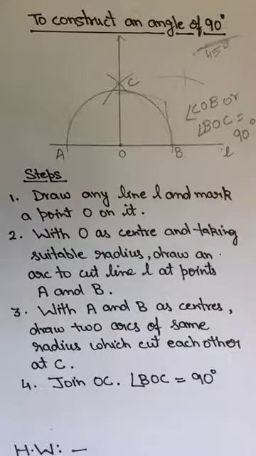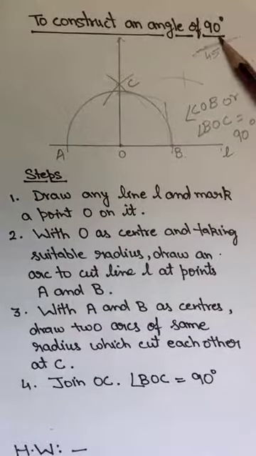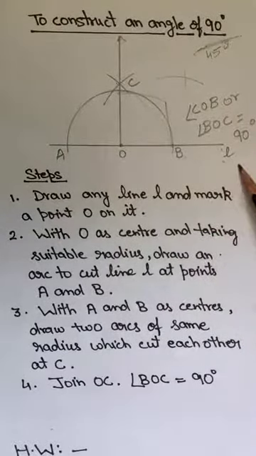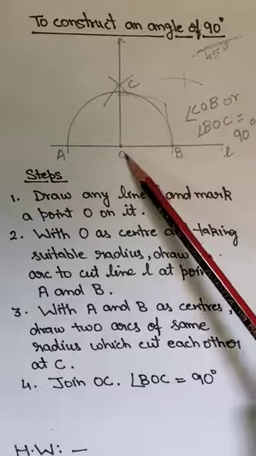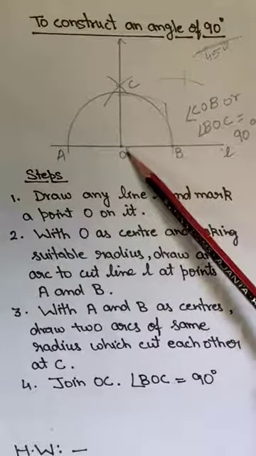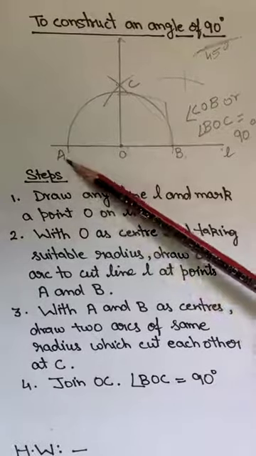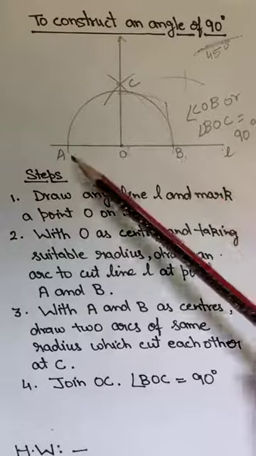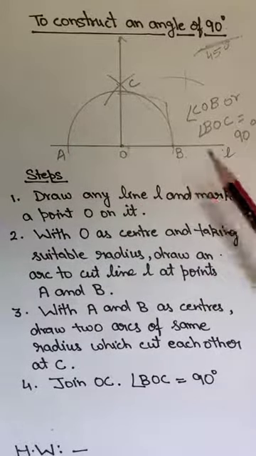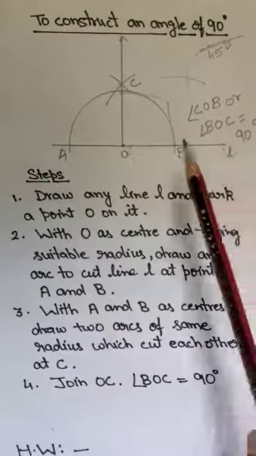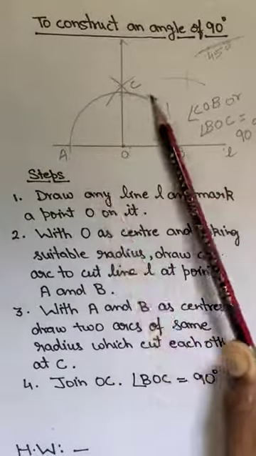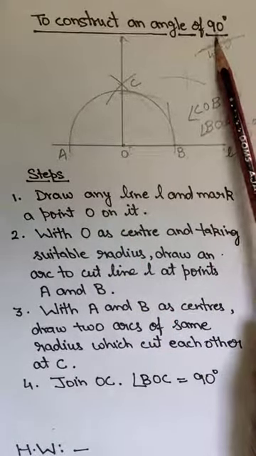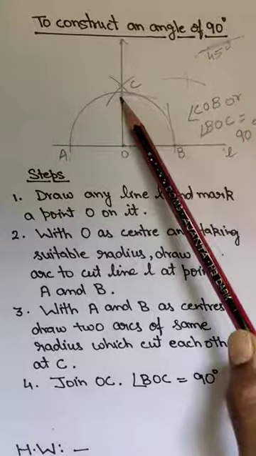Now see how we will construct the angle of 90 degree. Draw any line L, mark a point O on it, with O as a center and taking suitable radius, draw an arc to cut line L at A and B. Okay, this is a straight line and you know the measure of a straight line is 180 degree. And you have to make an angle of 90 degree. So 90 degree is the half of 180 degree.